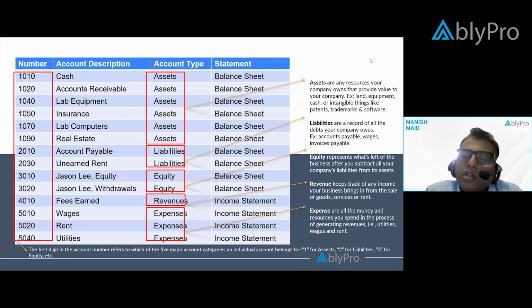Now we have the last one, expenses. Expenses are also categorized into two parts: direct expenses and indirect expenses. First we'll go through the definition. Expenses are all the money and resources you spend in the process of generating revenues, that is utilities, wages, and rent.